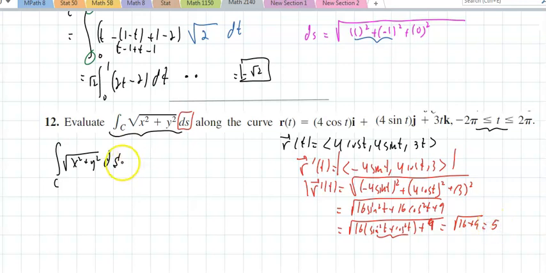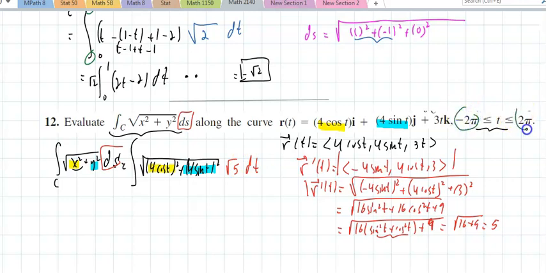So this is going to equal the integral of the square root of, and x is given by, and y is given by, so that is 4 cosine of t squared plus 4 sine of t squared, and this ds I'm going to replace by 5 dt, and I'm going to integrate from negative 2 pi to 2 pi. I still need to work this piece out.